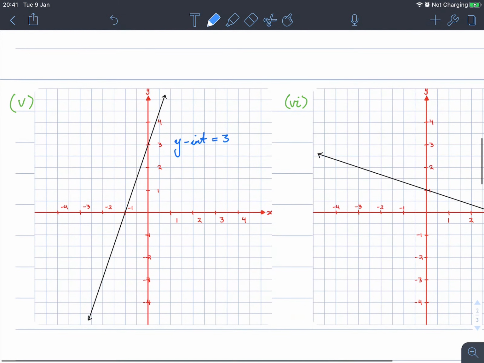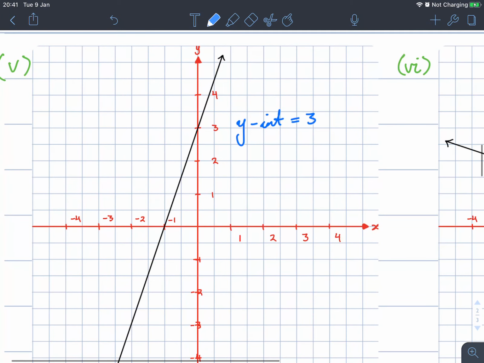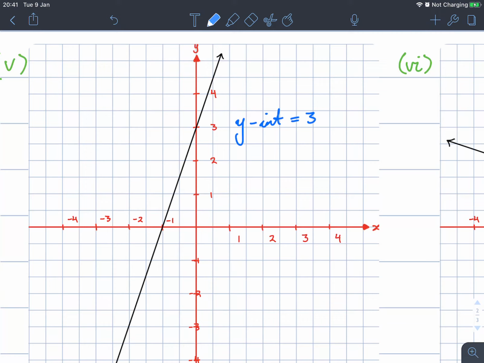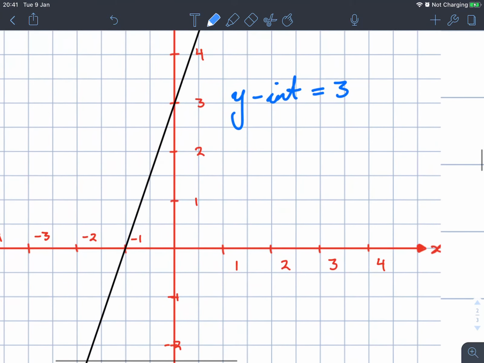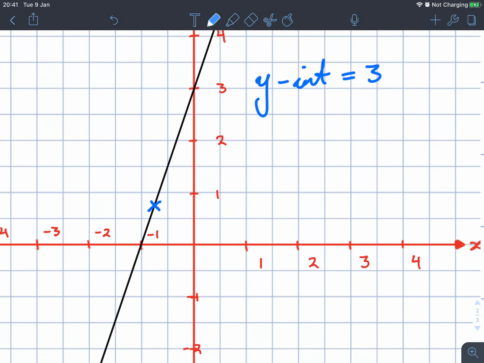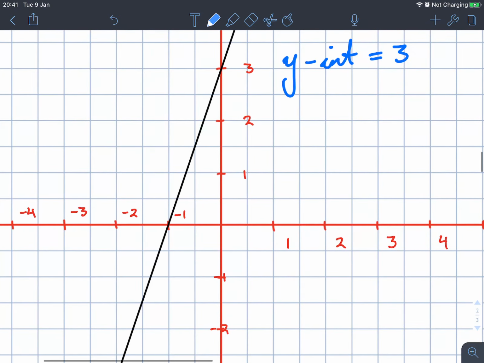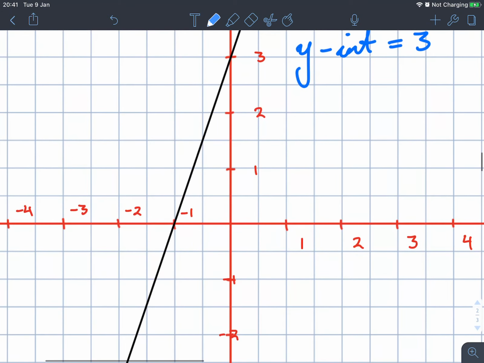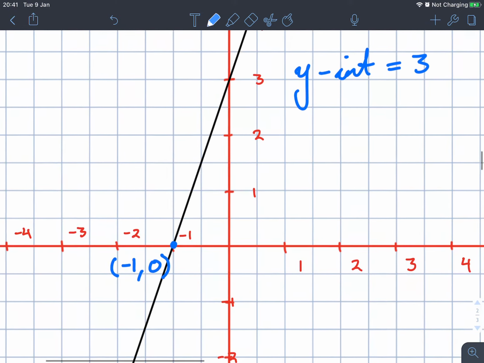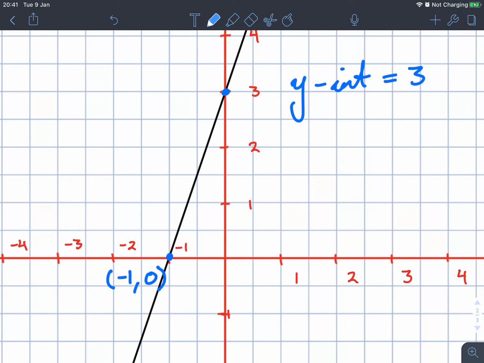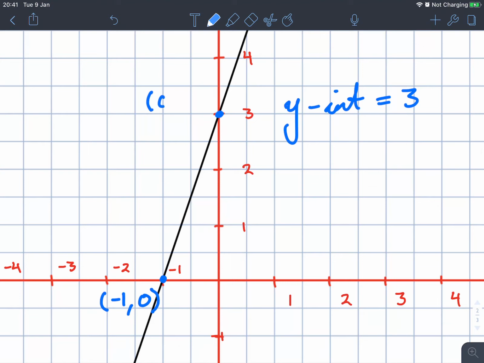As for our gradient, what we do is we pick any 2 points that we definitely know the values of. For example, if I pick this point here, I don't know precisely what the coordinates of that point are. So I'm going to pick a point on the line that I definitely know. For example, this point here is -1, 0. And this point here is the y-intercept, it's going to be 0 and 3.